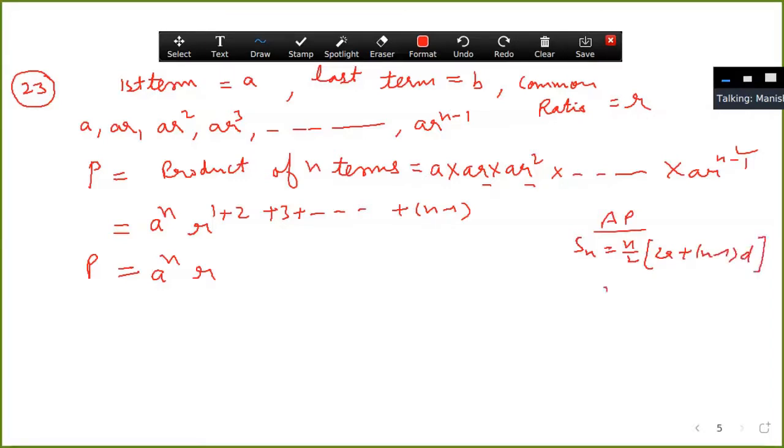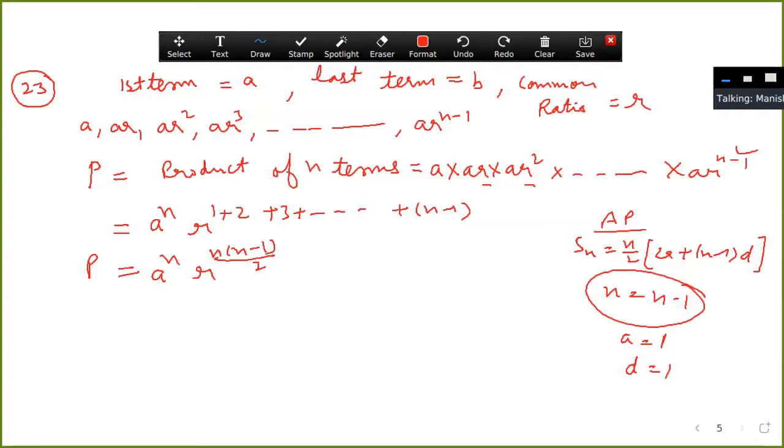Now here the number of terms is n, so the last is n minus 1. And what is a? A is equal to 1. And what is d? D is 1. Put the values and you will get r to the power n into (n minus 1) upon 2. You will get this one.